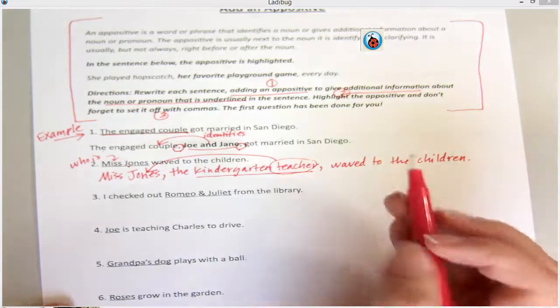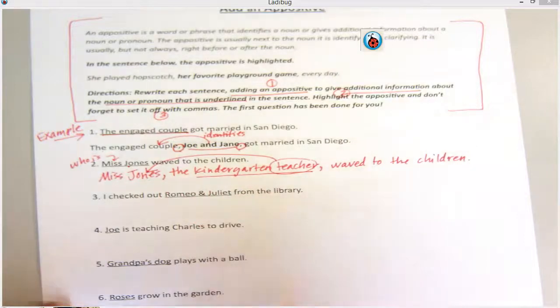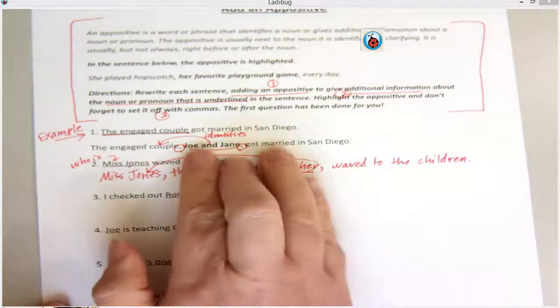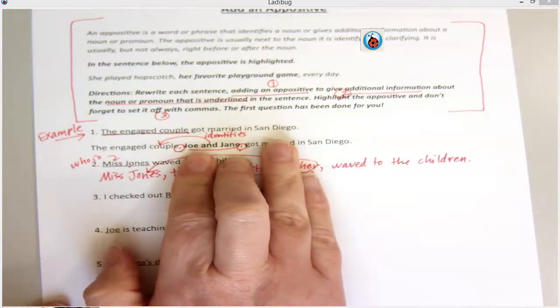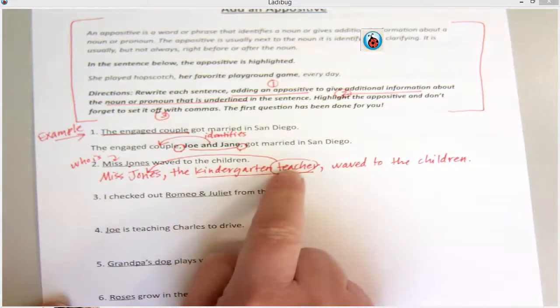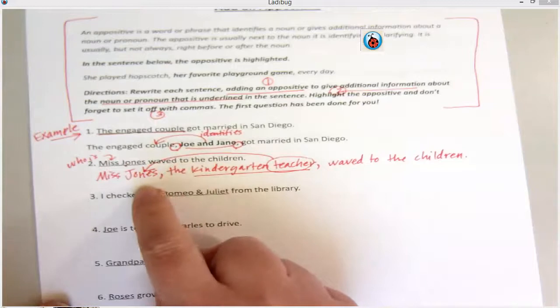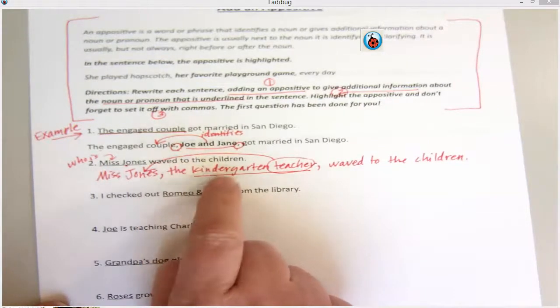Miss Jones is the kindergarten teacher. The kindergarten teacher is Miss Jones, right? If I take that extra information out, I cover it up. Miss Jones waved to the children. Miss Jones is my subject. What'd she do? She waved. Remember, an appositive is extra information that renames the noun that comes before it. So Miss Jones, the kindergarten teacher.